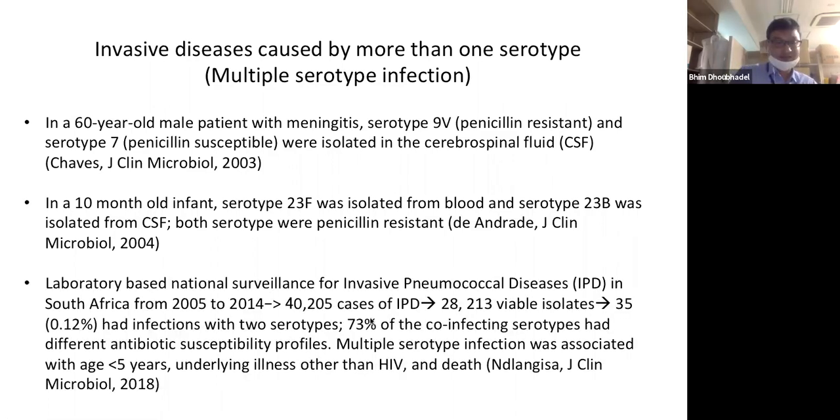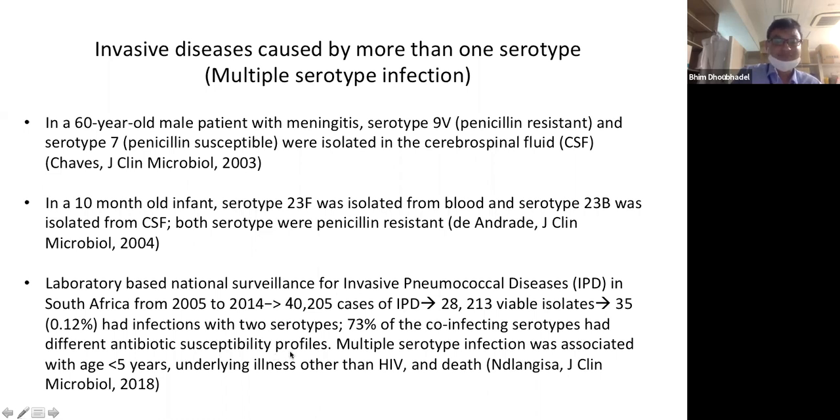And there's one study, the only one I came across, from the National Surveillance of Invasive Pneumococcal Disease in South Africa. They covered a 10-year period, 2005 to 2014, with 40,000 cases of invasive pneumococcal disease and about 28,000 isolates of pneumococcus. Out of that, they found only 35 cases had 2 serotypes. And mostly, 73% of these co-infecting serotypes had different antibiotic profiles.